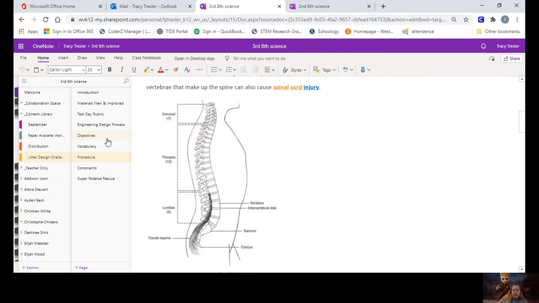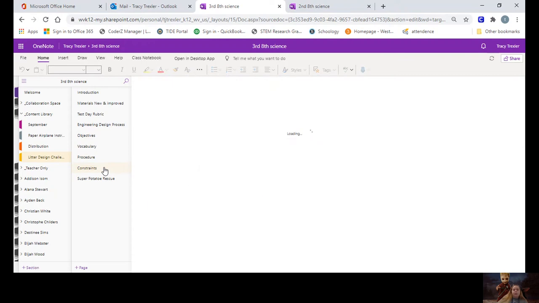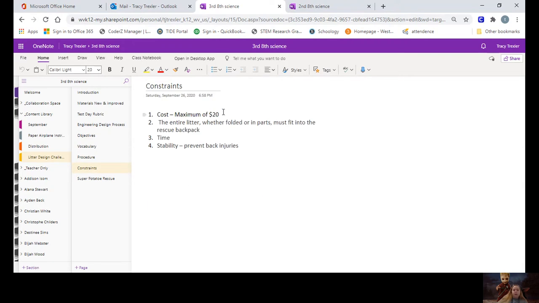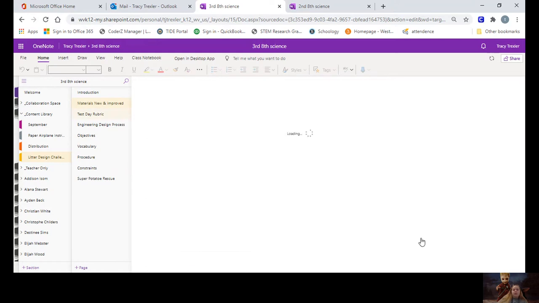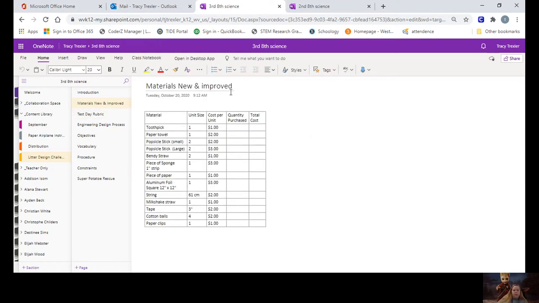So when you are designing your little rescue litter, there are a few constraints we need to make sure we understand. First is you do get a maximum of $20. Okay, this is our materials list here for you. So you get a maximum of $20 that you're allowed to spend.